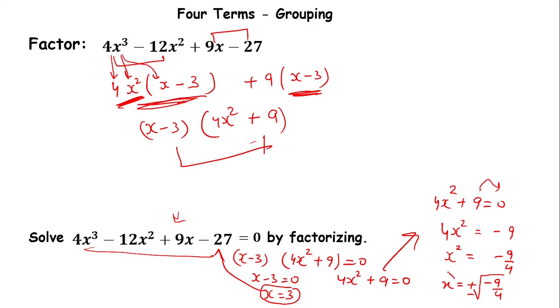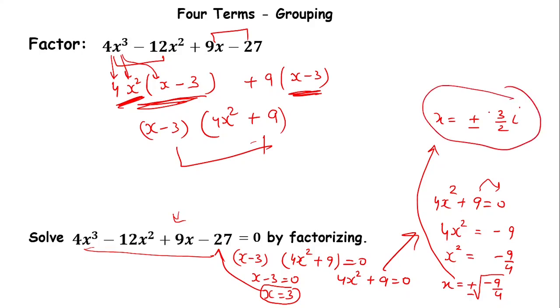So what is the answer? I will write it here. x is equal to plus minus 3 over 2 iota. So two answers from here, positive 3 over 2 iota and negative 3 upon 2 iota, and one answer is from the other factor.